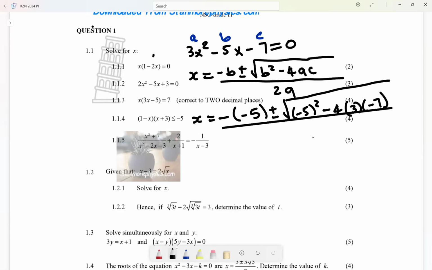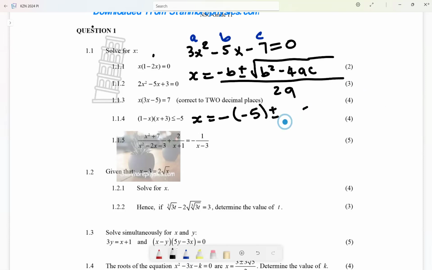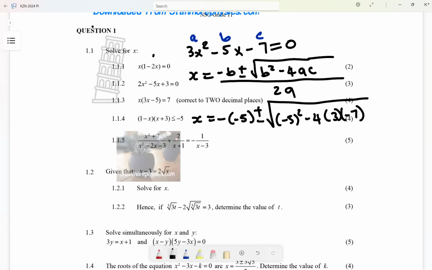Okay, I'm writing weirdly now. I doubt you'd see that. Let me try to rewrite that. It is negative b. What is b? B, it is negative 5 plus or minus square root of b squared minus 4ac, divided by 2a. That's what the formula says. What is a? A, it is 3.